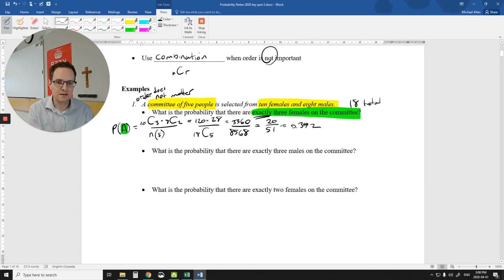So it's about a 39% chance that, of the committee they create, if it's just randomly selected, there's going to be exactly three females in that committee.